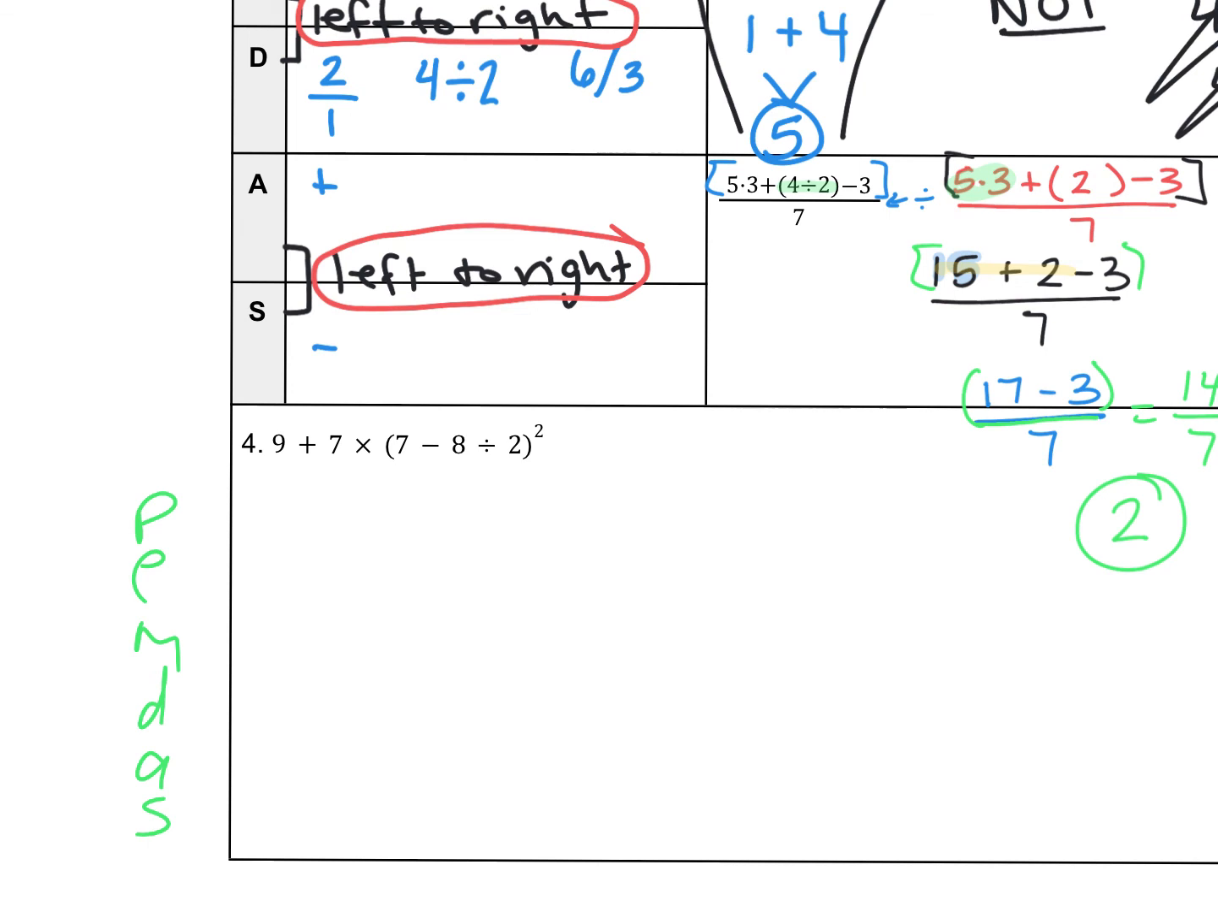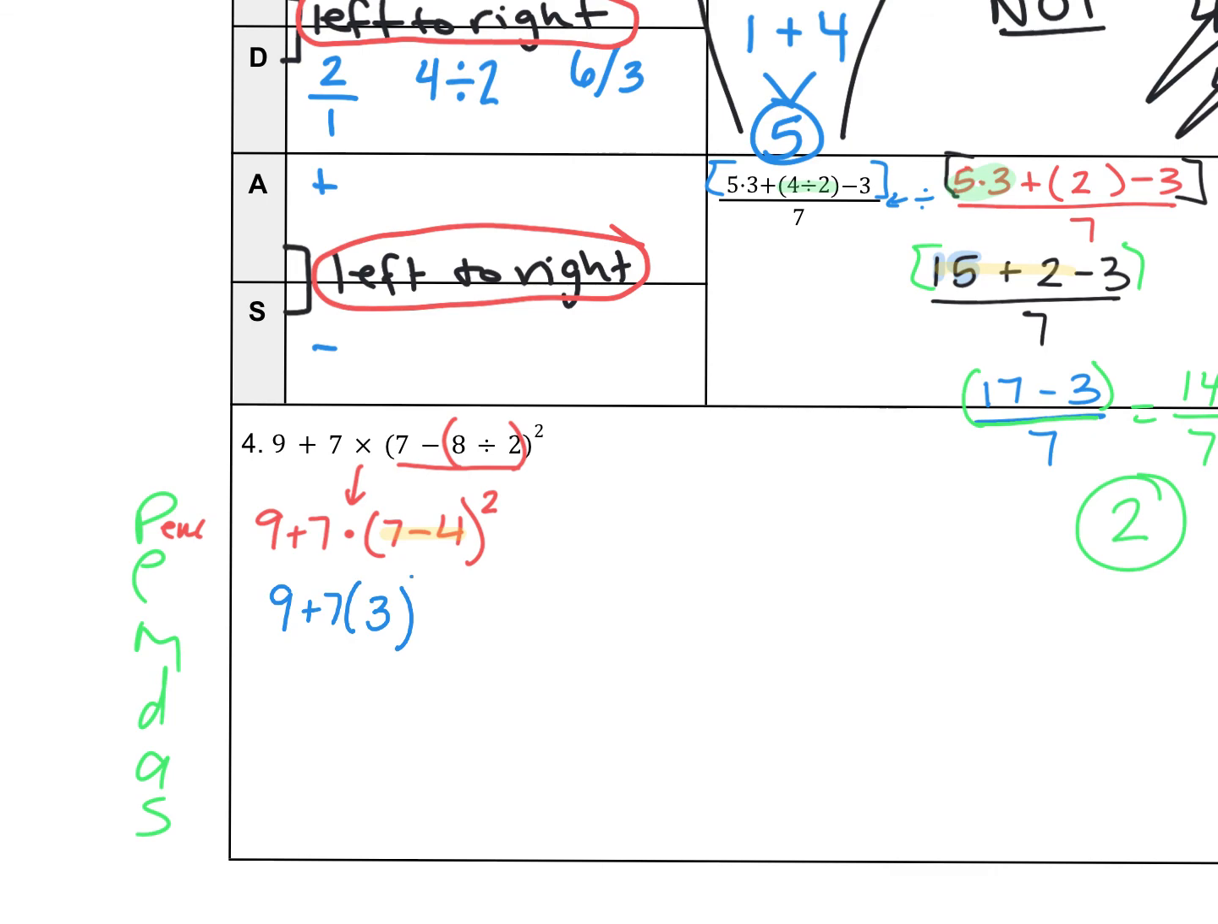There is parentheses, so I'm going to start here, and then within it, there's multiple things. So I'm going to kind of do PEMDAS within PEMDAS. So I'm going to do this divided by 2 first. So I have 9 plus 7 times, I'm going to change that to a dot, 7 minus, this is what I did first. 8 divided by 2 is 4, and then all of that is squared. So I did parentheses, but I'm still in my parentheses, so it might be multiple steps.